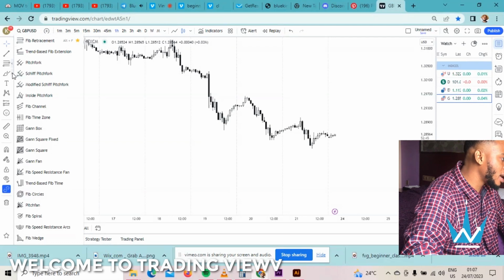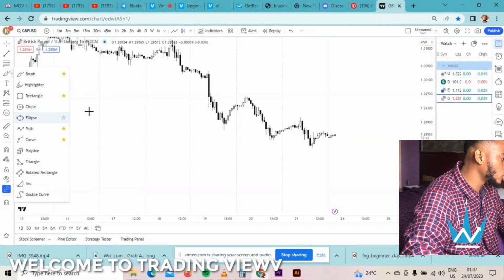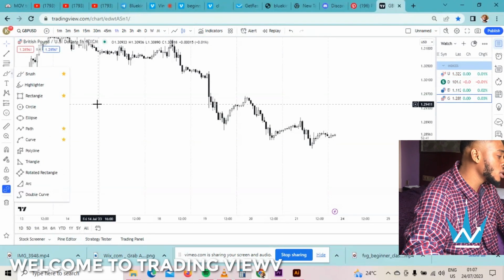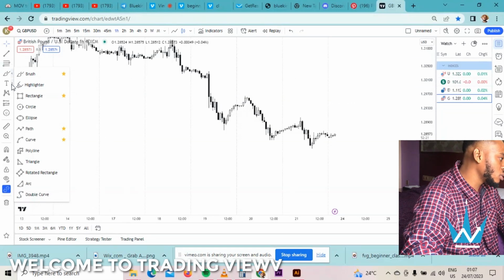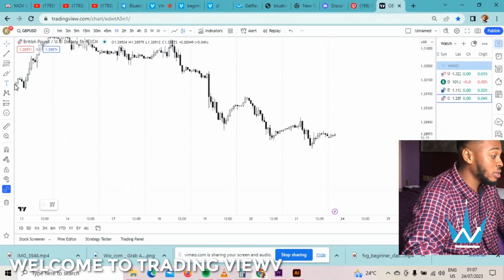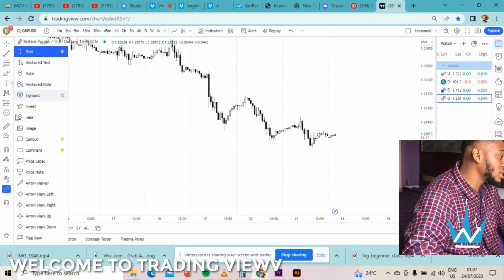The third one we have is brush. Okay, so in the brush section we have brush, rectangle. I love using brush sometimes, so let me just add it right now. It's my favorite. So brush, rectangle, circle, ellipse. I use curve sometimes, and it's my favorite. So the rest of them I didn't mark. I don't use them. But these are the tools in that section.